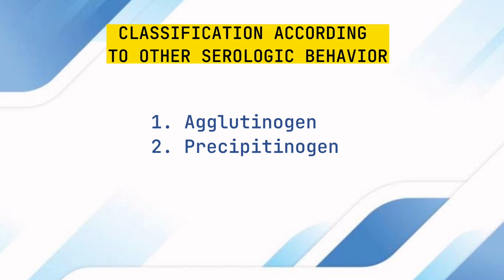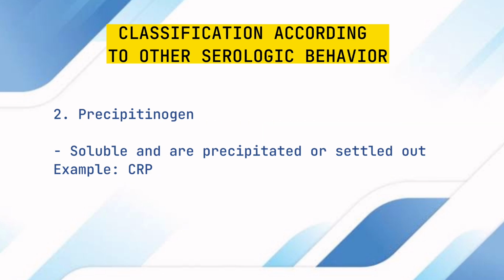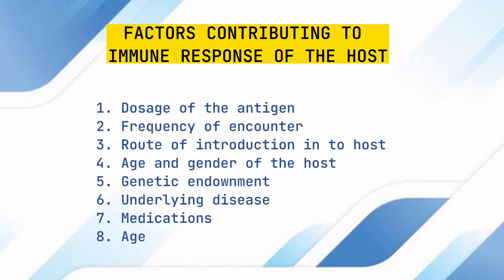Classification according to other serologic behavior. 1. Agglutinogen. 2. Precipitinogen. Agglutinogen: particulate and becomes aggregated or clumped. Example, ABO antigen in blood typing. Hemagglutinogen can cause the clumping of RBC. Precipitinogen: soluble and is precipitated or settled out. Example, CRP.